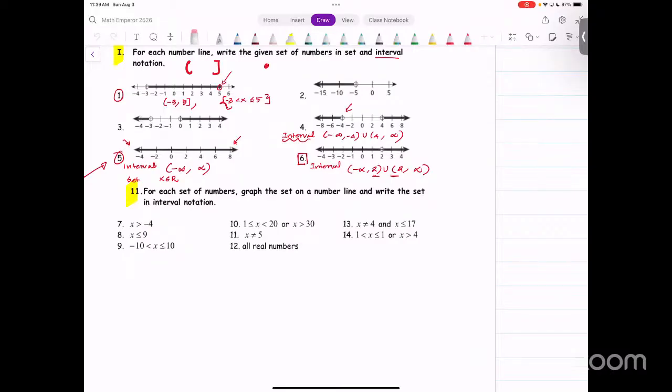So number 7, x is greater than -4. What we're going to do is draw the number line.